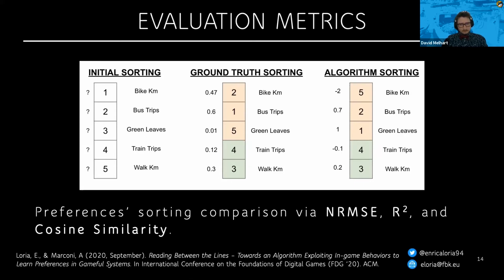To evaluate the algorithm's performance, we used as error measure the normalized root mean squared error, which gives a relative percentage of the error obtained. To assess the similarity between the 2 non-zero vectors, we used cosine similarity and R-square, which measures the proportional variation in the dependent variable that can be attributed to the independent variable.